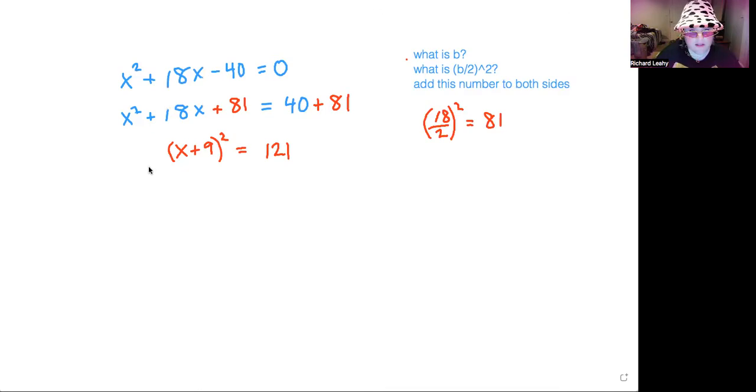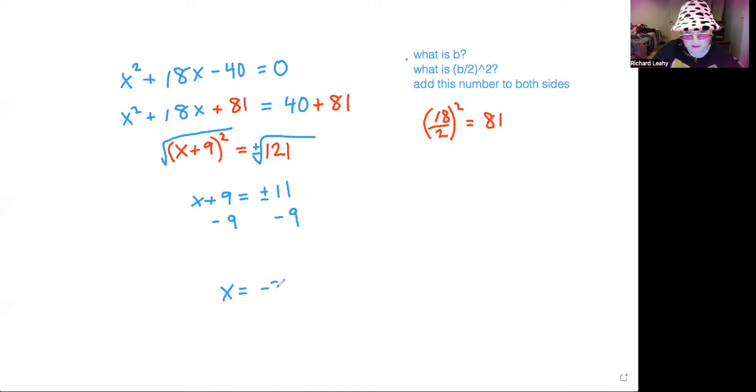And to solve that, you could take the square root of both sides. There you get the plus and minus. X plus 9 is positive or negative 11. Just subtract 9 from both sides and we get two solutions, negative 20 and 2.